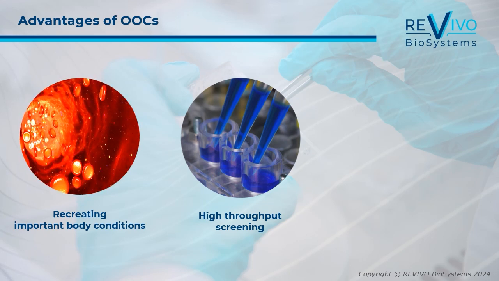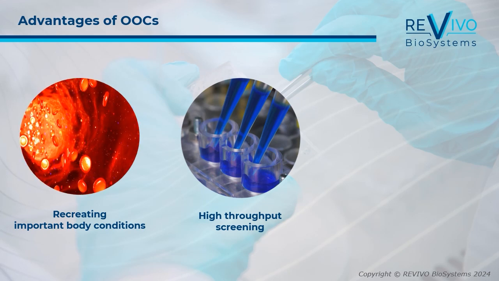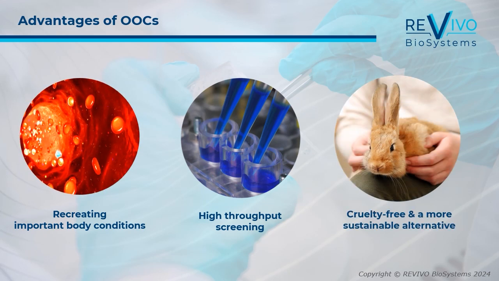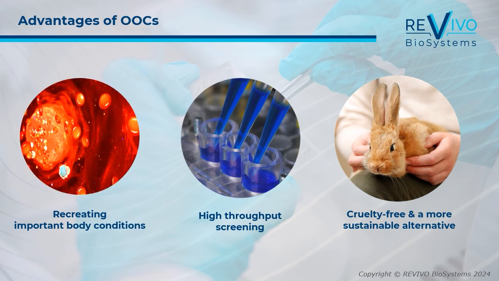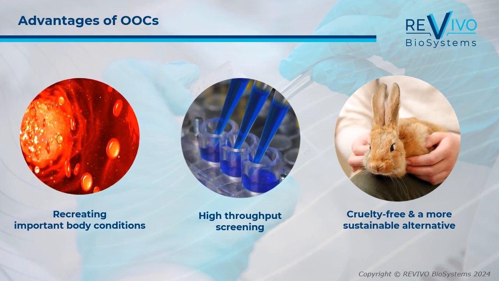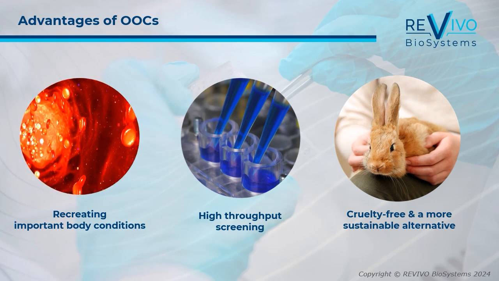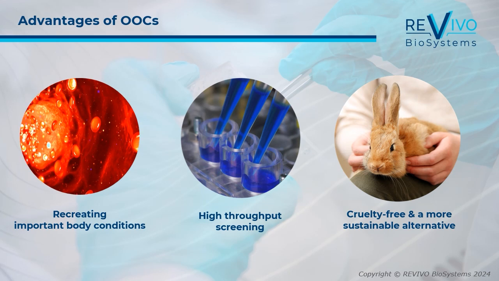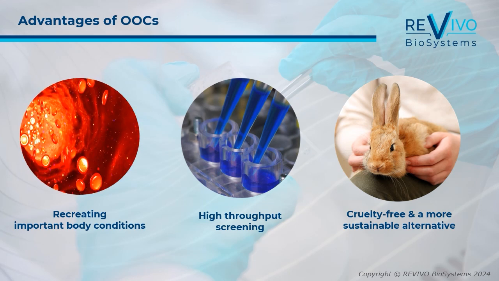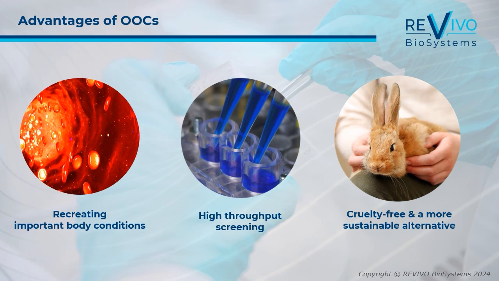Lastly, animal models are limited in their ability to mimic the extremely complex functionalities of human organs and their response to drugs. This is why many promising drugs fail during human trials. Organs on chip, however, are not only reliable, but also a cruelty-free and more sustainable alternative method of testing used by the pharmaceutical and cosmetic industries.